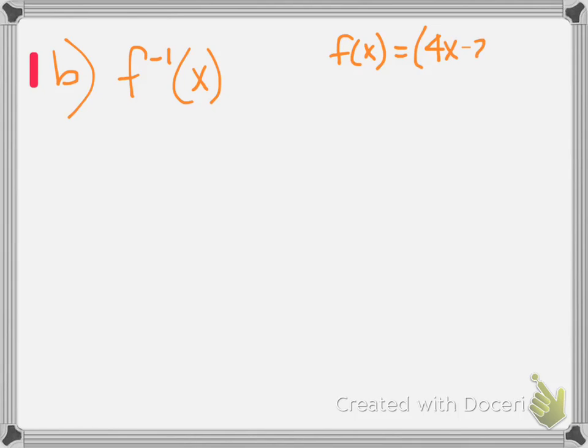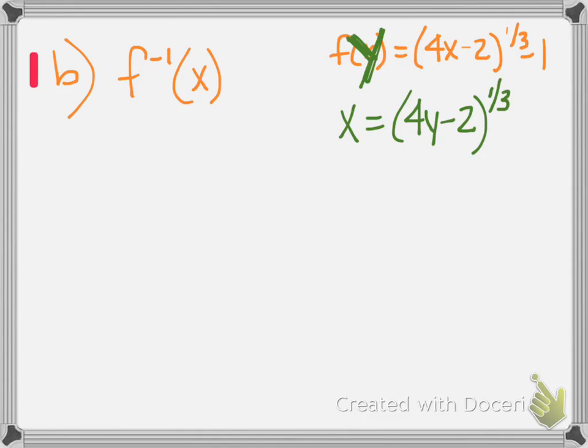B. They want us to find the inverse of x. So that's what that little -1 means up there. It means inverse. So my original equation is f of x equals 4x minus 2 to the 1/3 power minus 1. Now remember, f of x can be interchanged with the letter y, and when I'm finding an inverse, the first thing I do is switch my x and y. So to find the inverse, I'm going to change it to x equals 4 times y minus 2 to the 1/3 power minus 1. And now I solve for y.